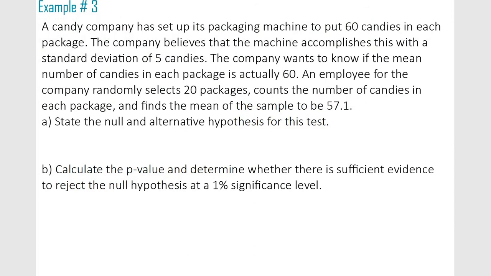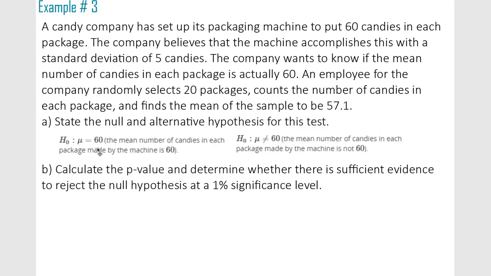Okay, so example 3. We have a candy company. They claim they put 60 candies in each package with a standard deviation of 5. They want to know if it's actually 60. So they select 20 packages and find the average to be 57.1. What's the null and alternative hypothesis? The null is that the mean equals 60. The alternative is that the mean does not equal 60. We didn't care whether it was more or less.